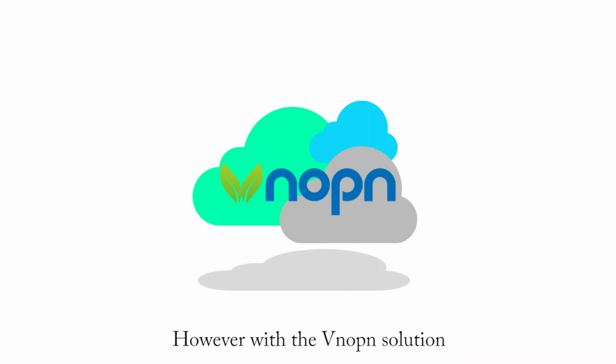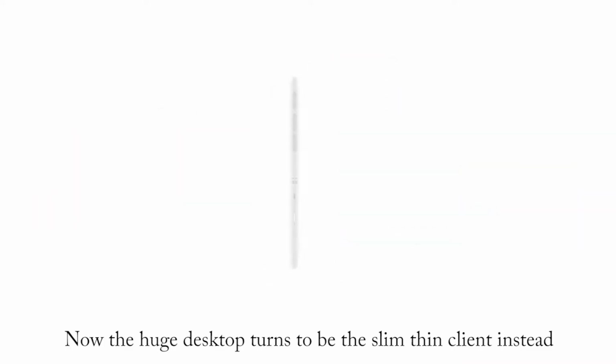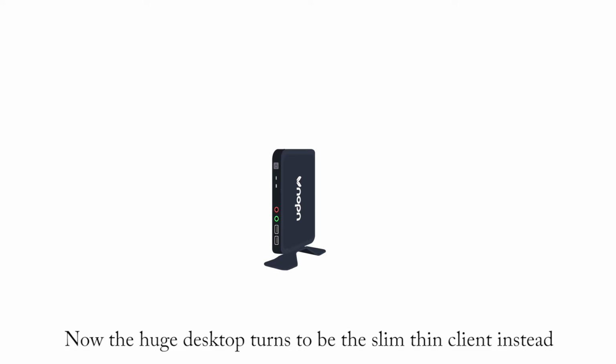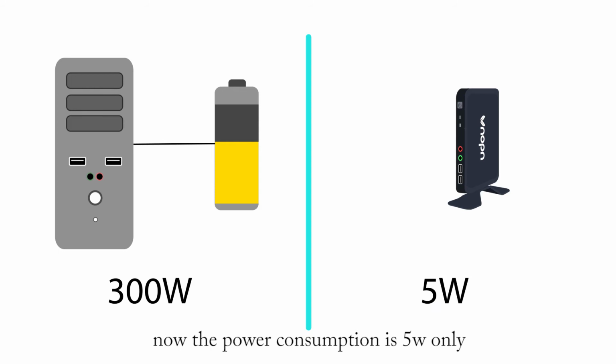However, with the Vnopn solution, the classroom management becomes much easier. Now the huge desktop turns to be the slim thin client instead. Compared with the traditional 300 watts, now the power consumption is 5 watts only.